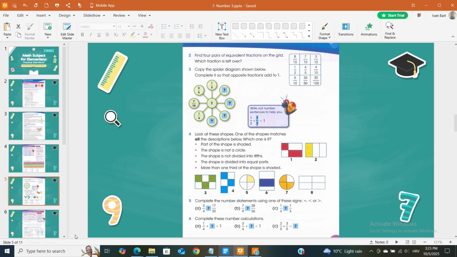4. Look at these shapes. One of the shapes matches all the descriptions below. Which one is it? Part of the shape is shaded. The shape is not a circle. The shape is not divided into fifths. The shape is divided into equal parts. More than 1/3 of the shape is shaded.